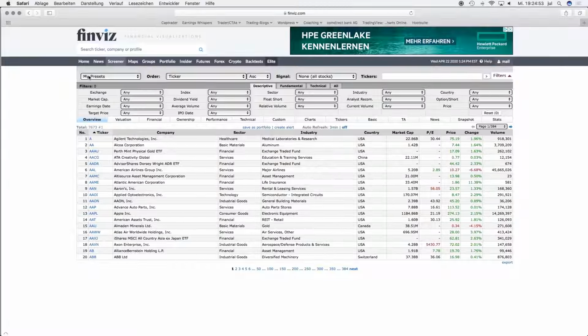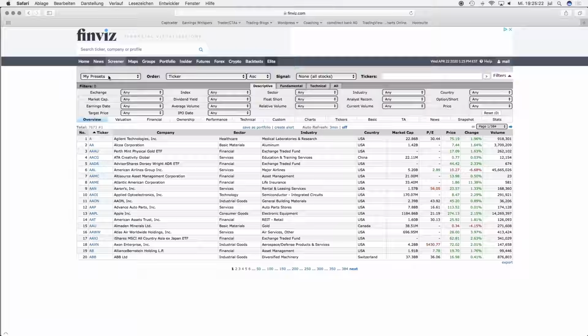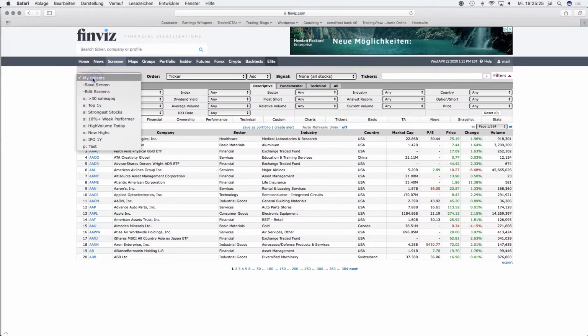I will not post the settings of the screeners, so you can pause the video and set up the screeners by yourself. For all the people who are too lazy to do that, go and find another YouTube channel. So you can pause the video, look at the settings, and then set up the screeners by yourself.